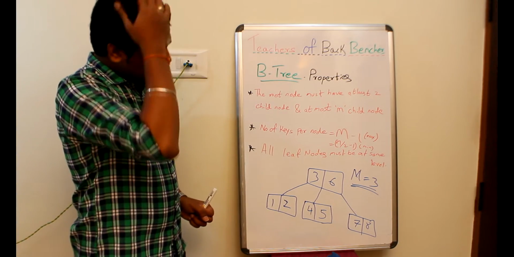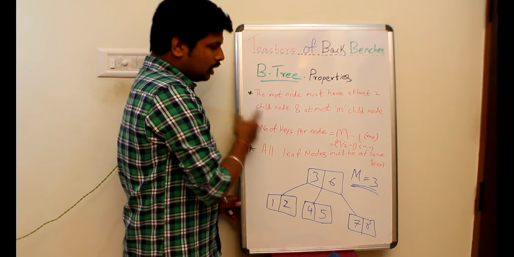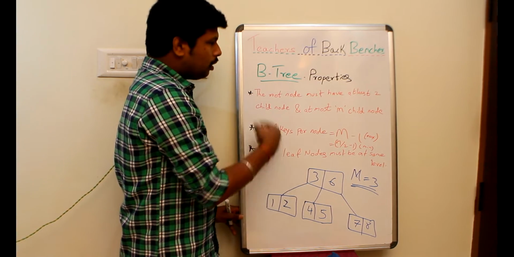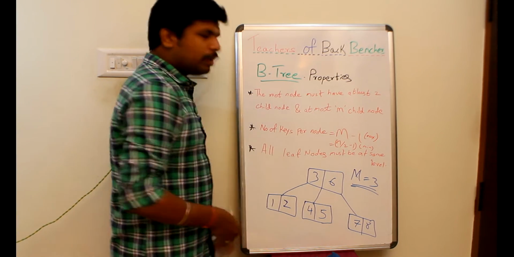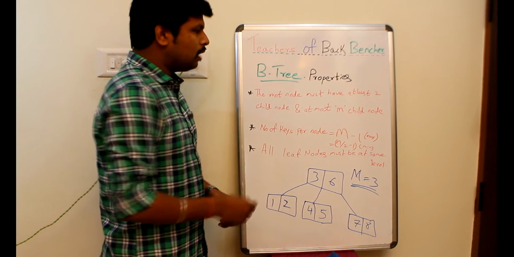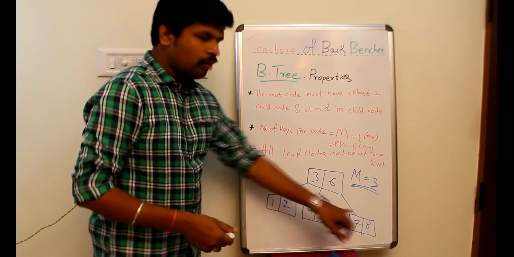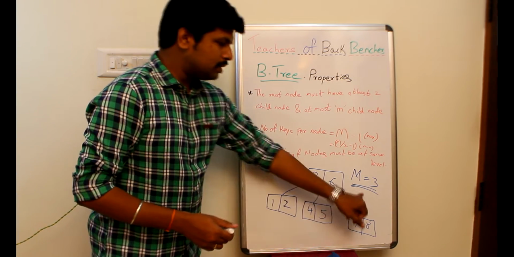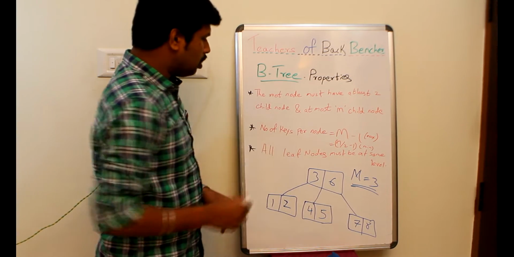Now the first property: the root node must have at least two children. Yes, it has two children, a minimum of two children. And a maximum of m children. So a maximum of m children, 3 children are available as m is equal to 3. So this is also okay.